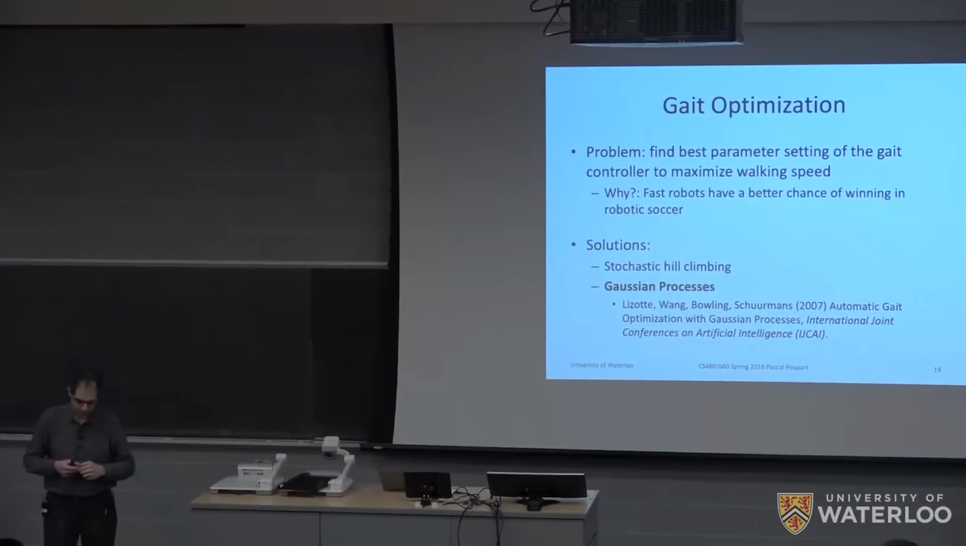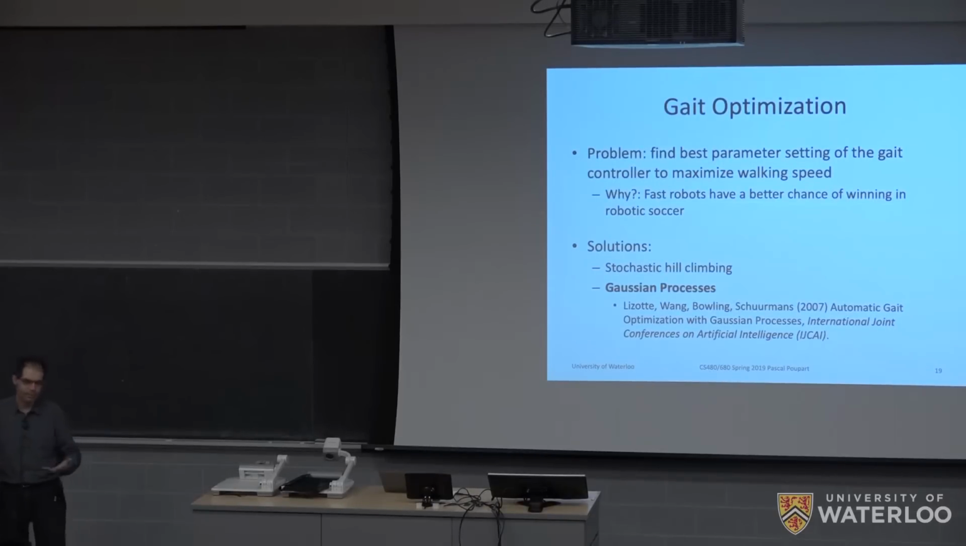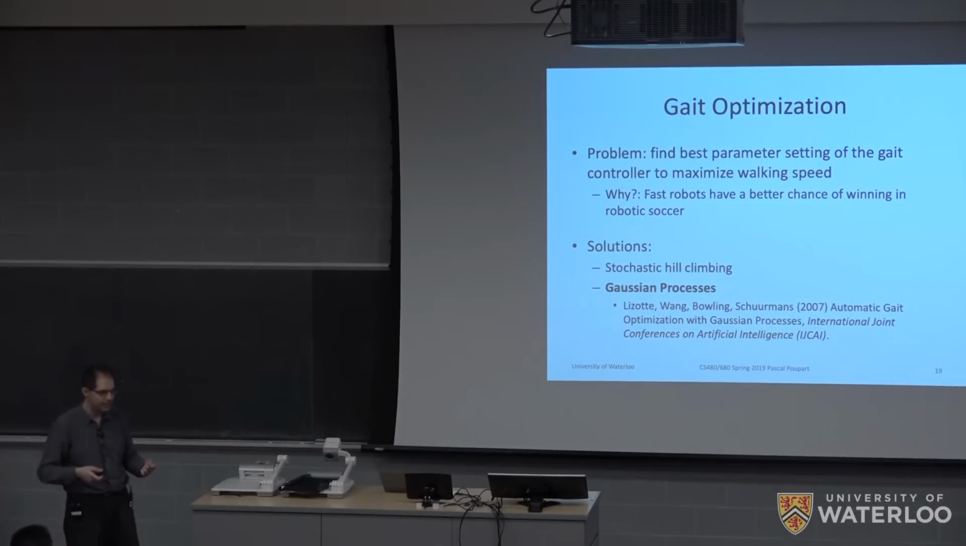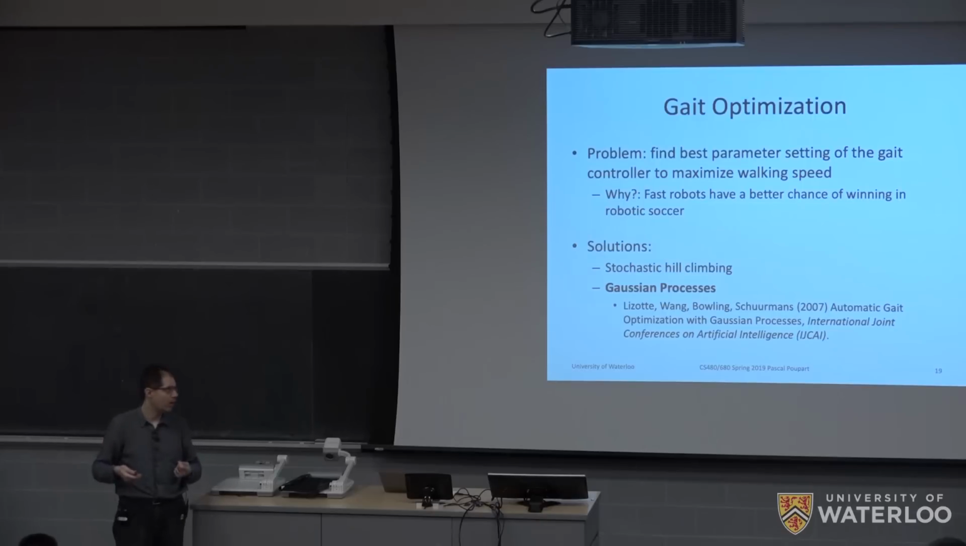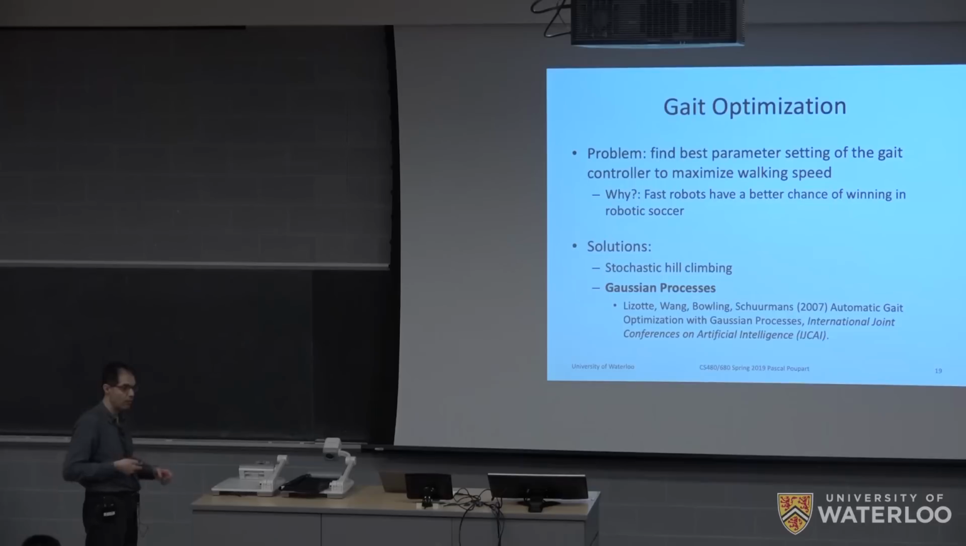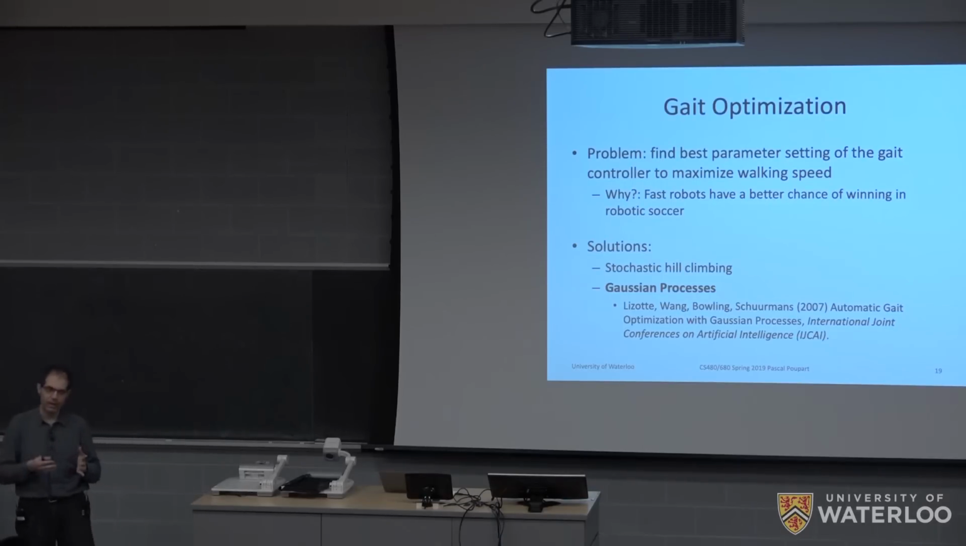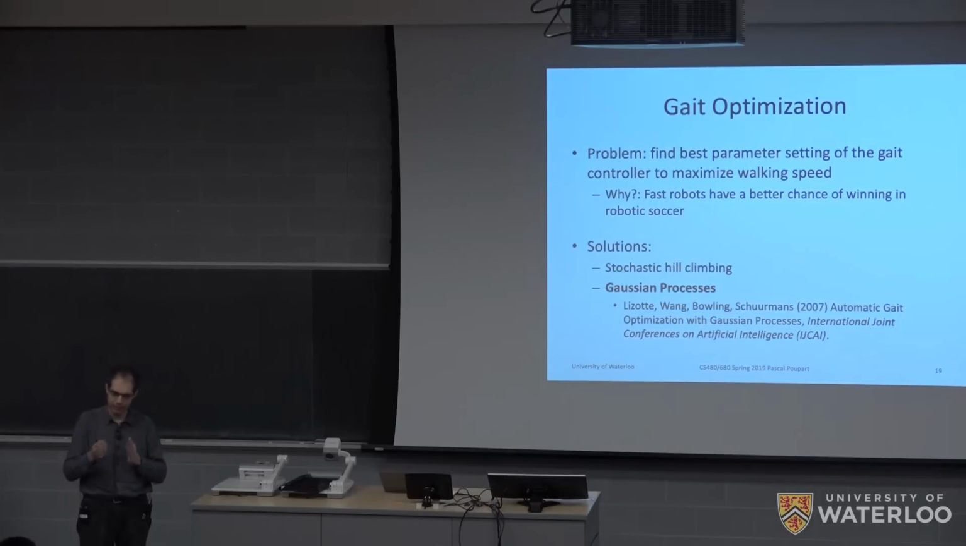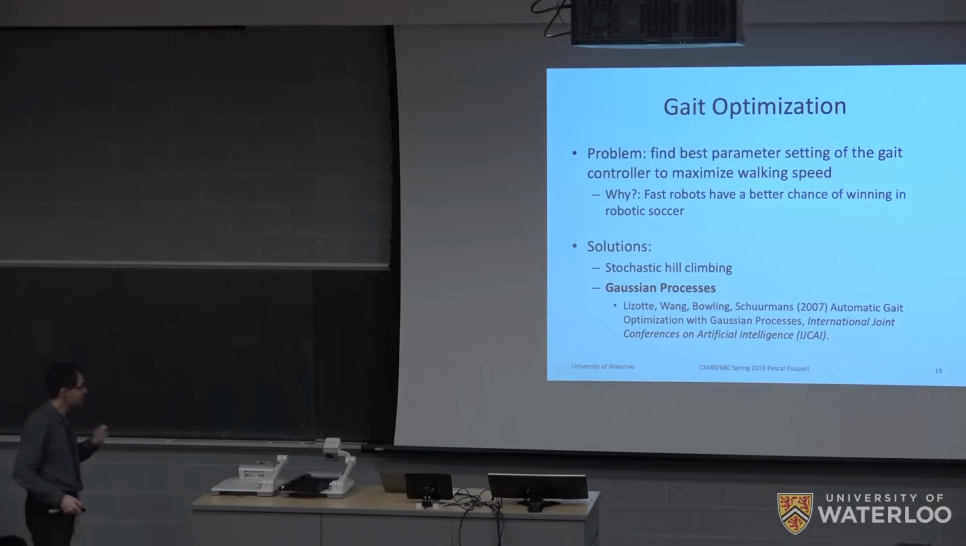Okay, so with these robotic dogs, there's an important gait optimization problem. And here what I mean by gait is essentially the ability to walk. So the problem is that we want to find the best parameter setting of the gait controller to maximize the walking speed. Again, in robotic soccer, a very simple skill that every robotic dog needs to master is the ability to walk, and in fact to walk or run as quickly as possible to reach the ball before the opponent. So that's very important.